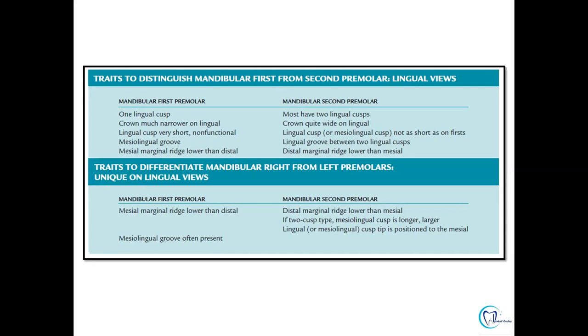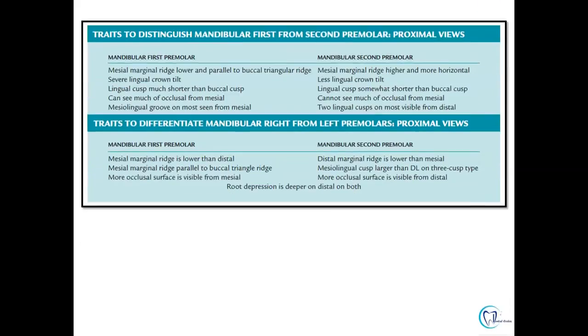The mesial marginal ridge is lower than the distal in the first premolar, whereas the distal marginal ridge is lower than the mesial in the second premolar. Also, we can compare them from the proximal views because the mesial marginal ridge is lower and parallel to the buccal triangular ridge, whereas the mesial marginal ridge is higher in the second premolar. The lingual cusp is very short, whereas in the second premolar, it is not that small in comparison to the first premolar. And the mesiolingual groove is seen in the mandibular first premolar, and in the mandibular second premolar, we can see two lingual cusps which are visible from distal.